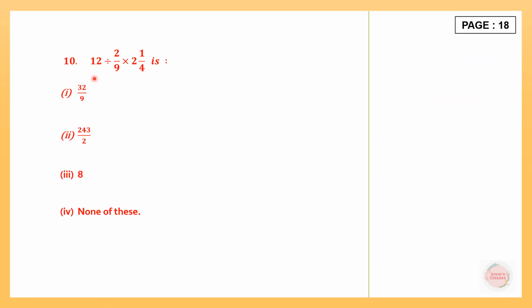Question 10, we have 12 divided by 2 by 9 into 2 1 by 4, and we have to find the answer to this. So let's work that out. So since we have this here, 12 divided by 2 by 9 into 2 1 by 4, first thing is we'll convert this to an improper fraction. So this will be 12 divided by 2 by 9 into, now convert this, 4 2s are 8 plus 1 is 9, 9 by 4.